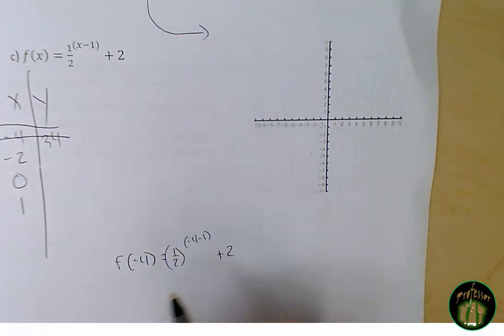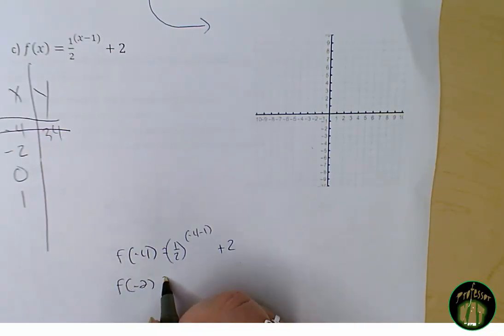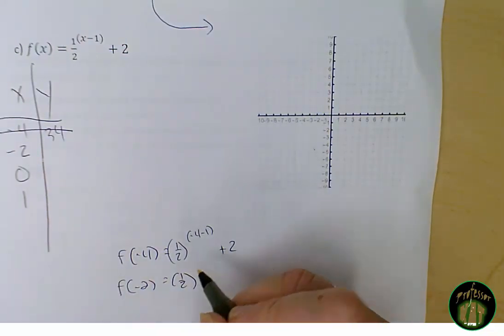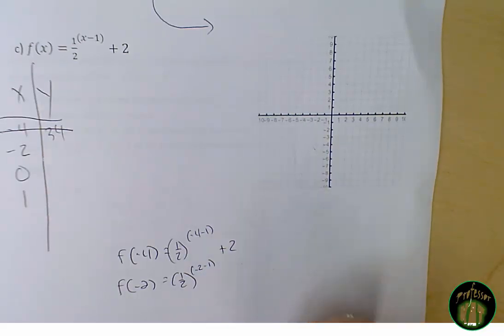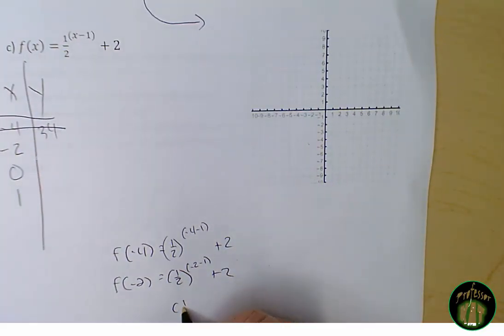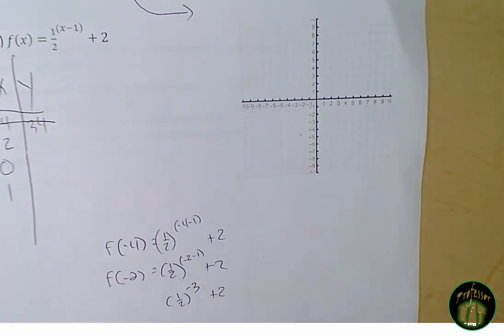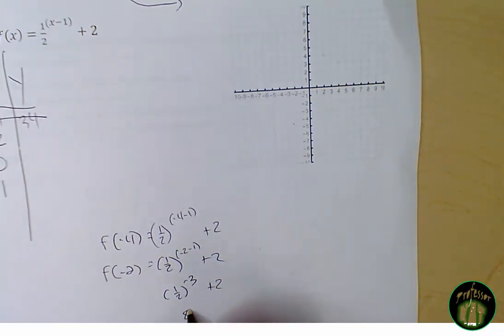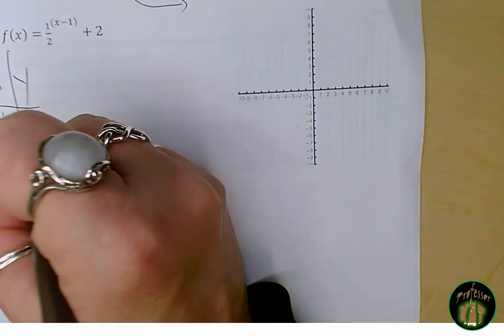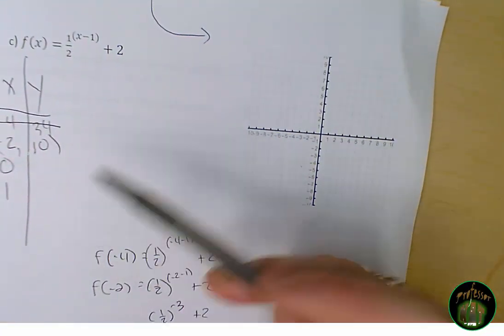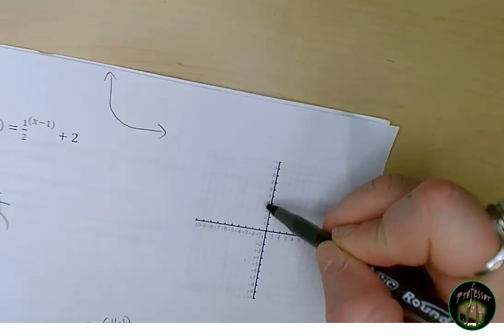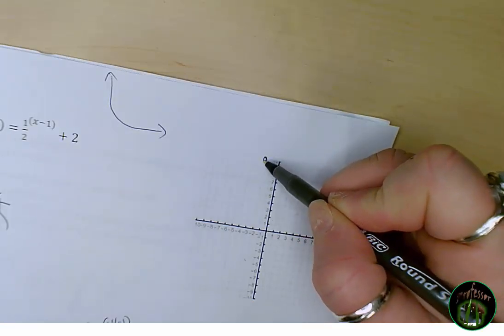Let's try -2. If I find f of -2, that gives me (1/2) to the -2 minus 1 power, which is actually (1/2) to the -3 power, which is equal to 8, and 8 plus 2 is 10. So that does give me the point (-2, 10) all the way up here.